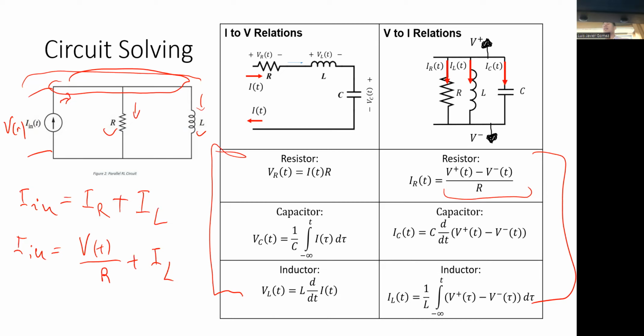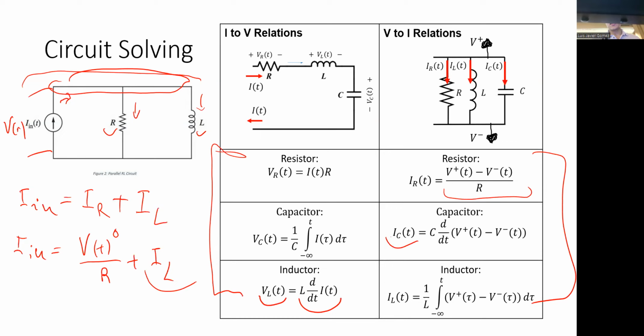Okay, so at this point, we could go to this table here, and we could see that the voltage across the inductor is equal to L di/dt, and we could plug that in, and then we would get our differential equation. So that's one way we could solve this. An alternate way would be, instead of plugging in for V, we could just go here and write it in terms of the voltage.